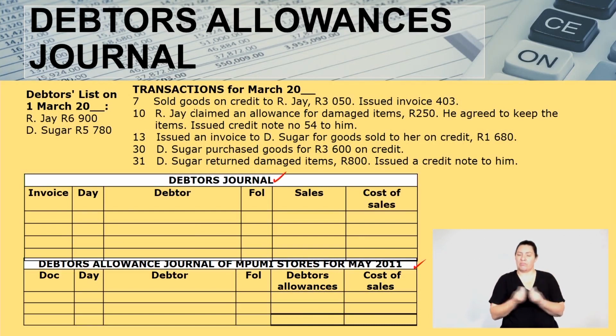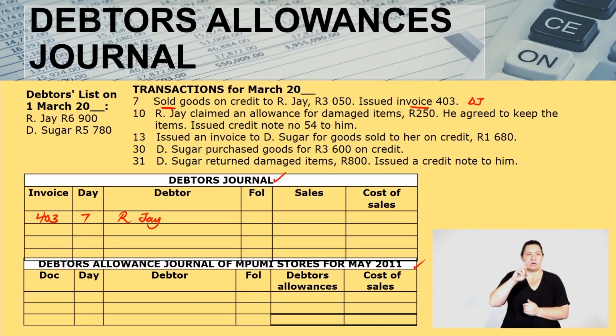Sold goods. Where does this go? Debtors journal or debtors allowances journal? Where's the keyword? Sold goods. Okay? And the moment you just see invoice, that means this goes to your DJ. So I'm coming here, invoice number 403, day number 7. The debtor RJ. And how much was the goods we sold to them? 3,050. Now we need the cost of sales.